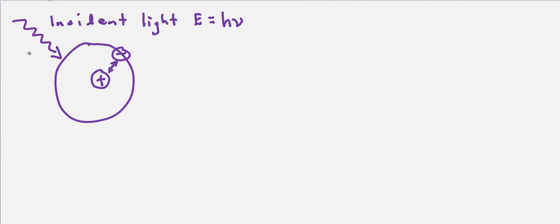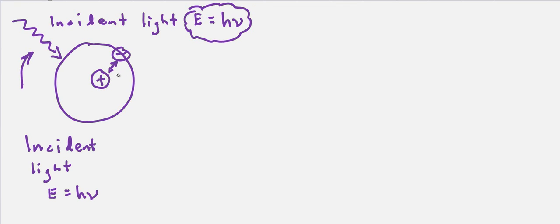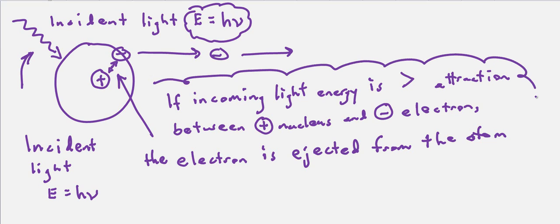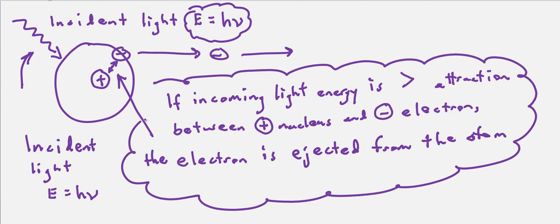In the photoelectric effect, there's going to be some incident light that strikes the surface of our atom. We can figure the energy of the incident light from E equals h nu. If the incident light is of sufficient energy to cause the attraction between the nucleus and the electron to be broken, then the electron gets ejected from the atom. So to repeat that again, if the incoming light energy is greater than the attractive force between the positive nucleus and negative electron, then the negative electron is ejected from the atom.